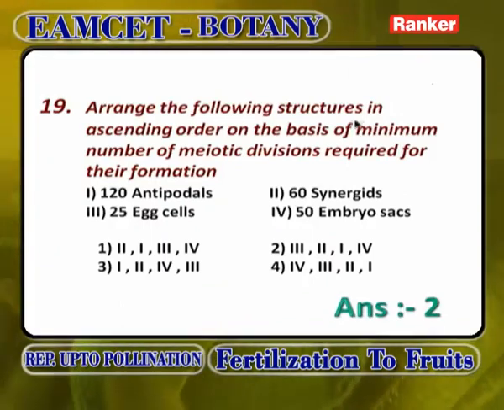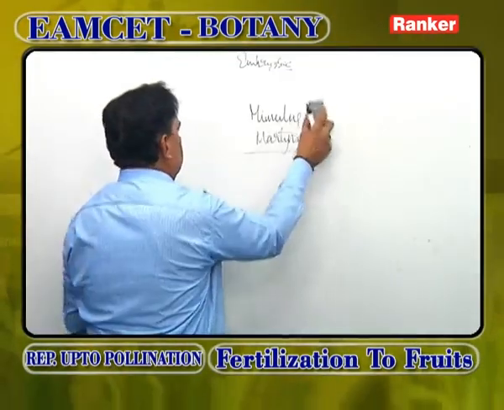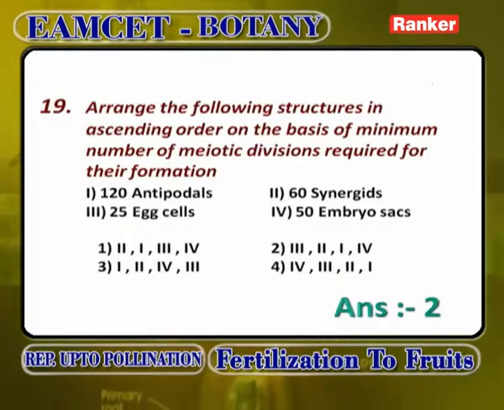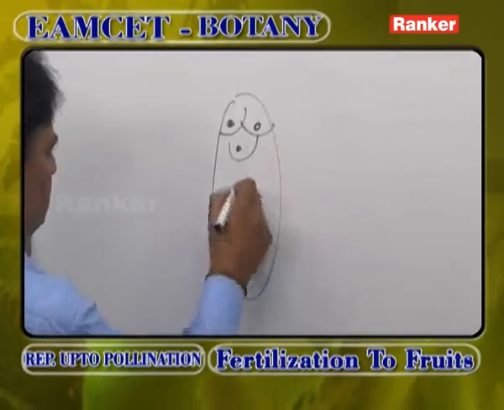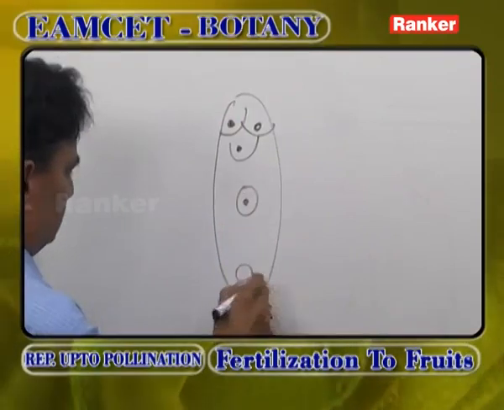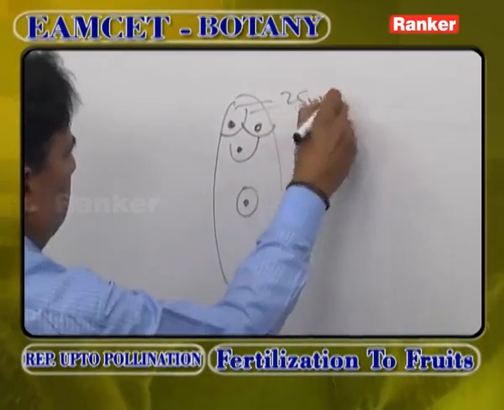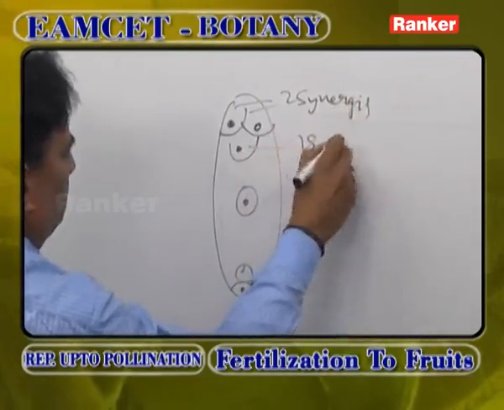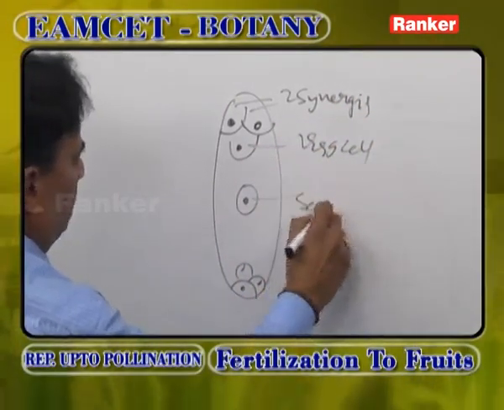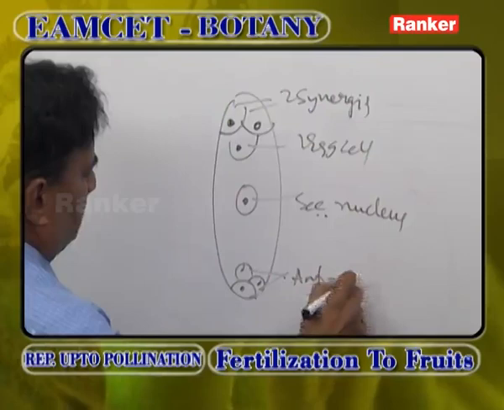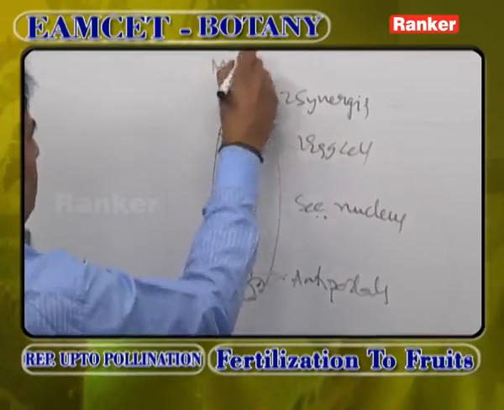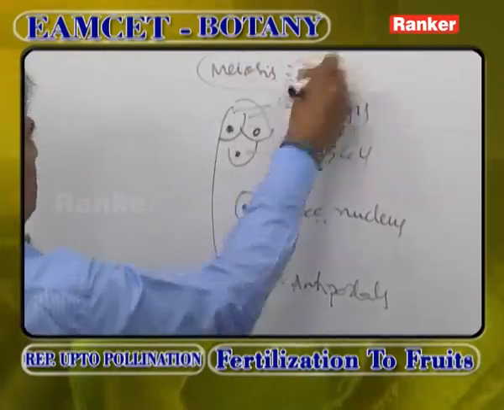Arrange the following structures in ascending order based on the minimum number of meiotic divisions required for their formation. For this, you have to remember one thing. For the formation of one embryo sac, with two synergids, one egg cell, one secondary nucleus and three antipodals, the total number of meiotic divisions required is 1. This you have to remember.